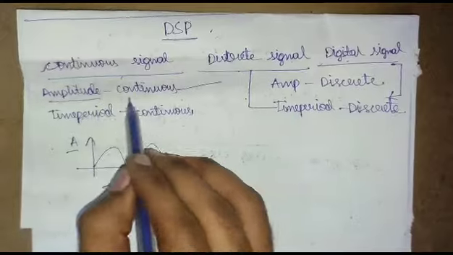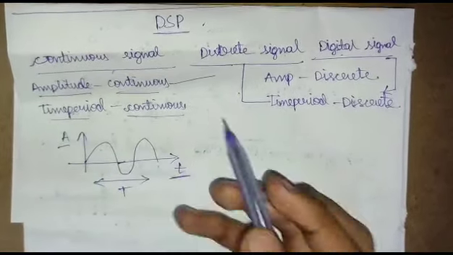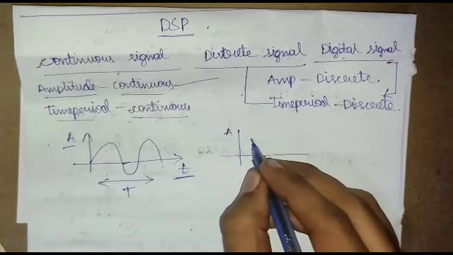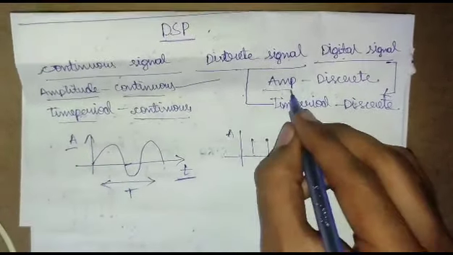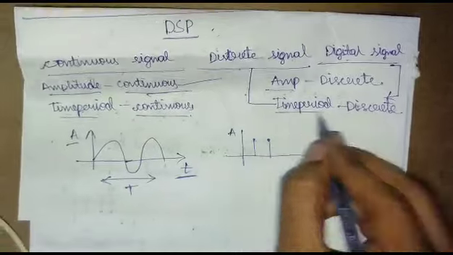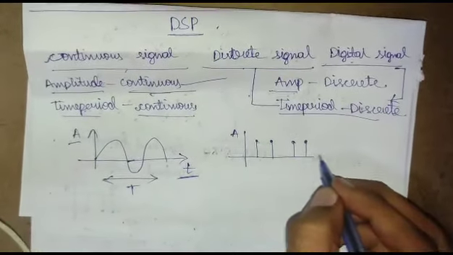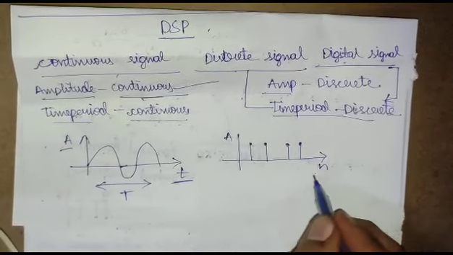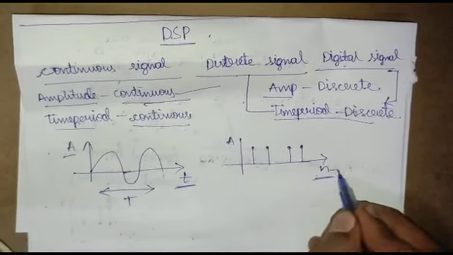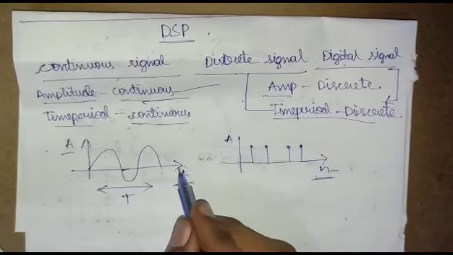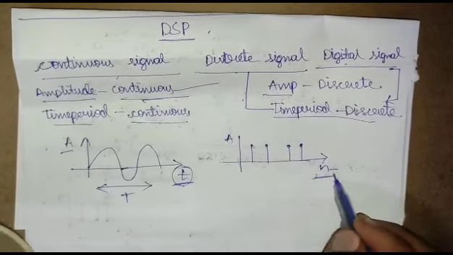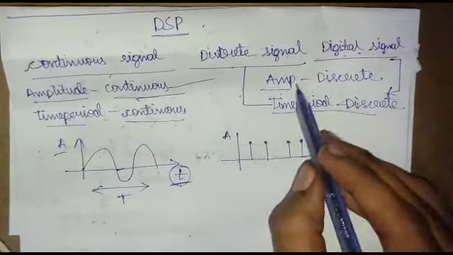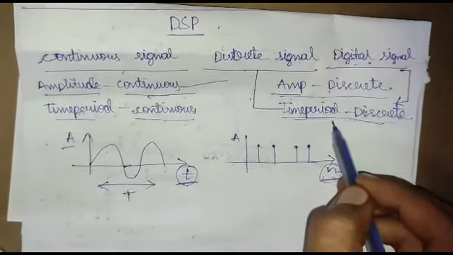In this, the amplitude is continuous and the time period is also continuous, whereas a discrete signal has amplitude as continuous and the time period is discrete, which is shown like this n, and here the time period or the time index is n. In continuous domain we represent the time with t, and in discrete domain we represent the time period with n. And digital signal is something which has both amplitude and time period as discrete.